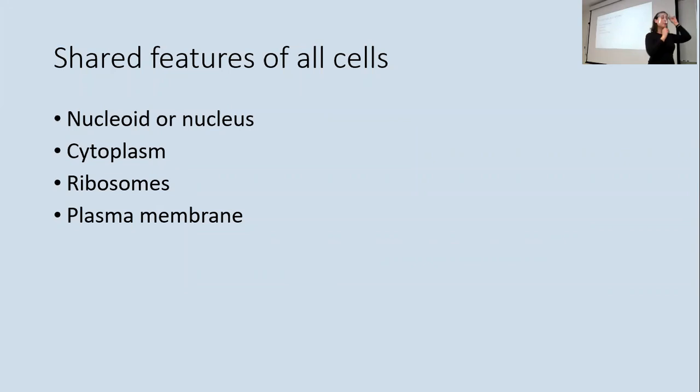Ribosomes are the structures mostly made of RNA that make proteins. So cells have hereditary material, they're full of goop, they have things that make proteins, and they're all encased in a plasma membrane, that phospholipid, usually bilayer, that holds the whole thing together.